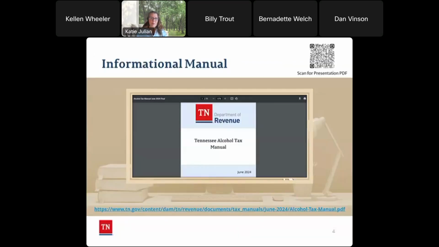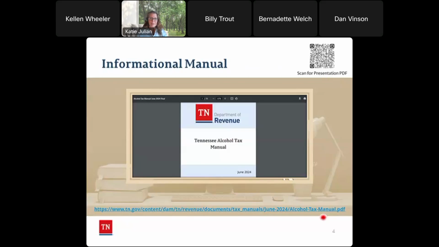So first off, I want to point you guys to a manual that we have dedicated just to Tennessee's alcohol taxes. Again, this link is not live on the webinar. You can't click on it through this screen, but if you do have the slides, which here's one more opportunity to scan this QR code and get a copy of the slides, then you can follow that link.